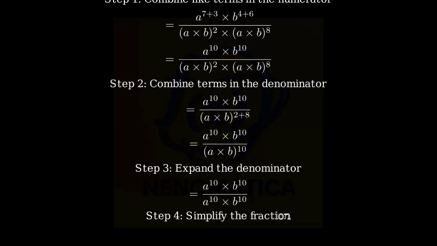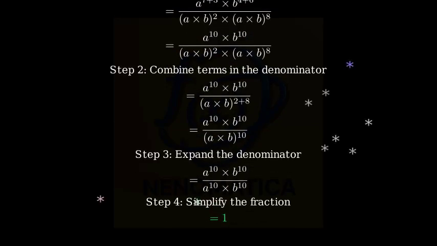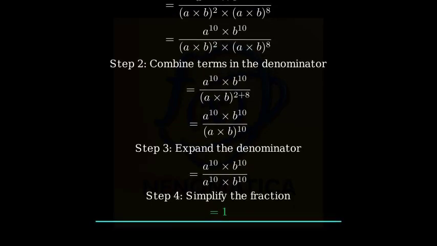Finally, we can see that the numerator and denominator are identical. Any non-zero expression divided by itself equals 1. So our answer simplifies to just 1. Now, let's move on to our second example, which is a bit more complex.